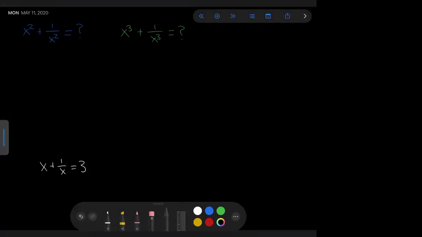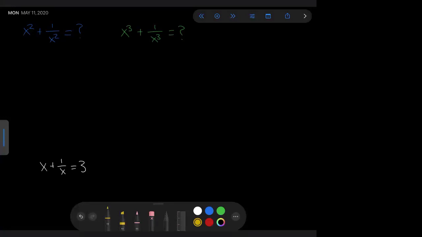All right. So x plus 1 over x is equal to 3. So what would be x squared plus 1 over x squared? Well, one way we can approach this is if we were to just find the value of x and then plug it in, right? Let's do that, and let's see what happens. And it's not going to be pretty.